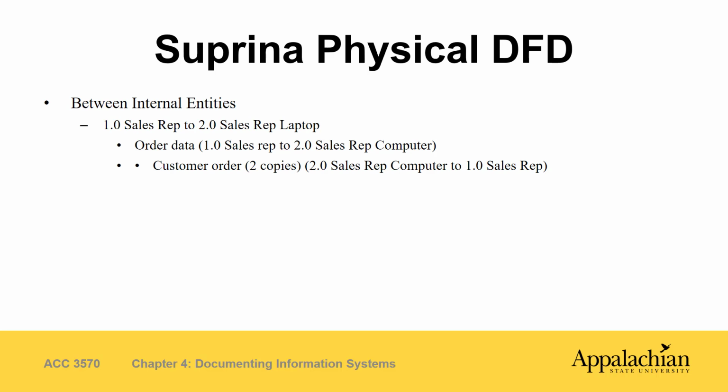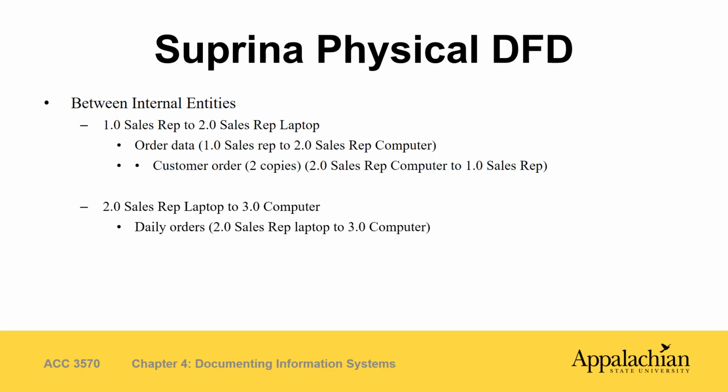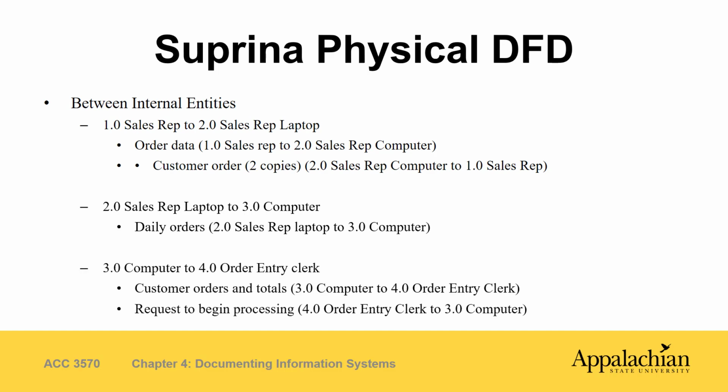And this is why it's important and imperative that you identify what the entities are and make sure you separate them, because when you're just learning this, it's real easy to say, okay, the laptop and the customer and the customer service rep are the same person, or the sales rep, and they're not. Then you've got 2.0 sales rep laptop to 3.0 computer. You've got your daily orders, which is 2.0 sales rep laptop to the 3.0 computer.